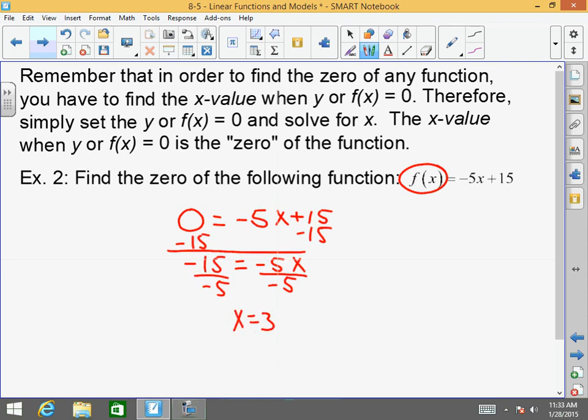So x equals 3. So what is my 0 here? My 0 is 3. What does that mean? That means that for this particular function, when x is 3, f of x equals 0. Hence, it is the 0 of the function. All right, nice and easy. This is all review.